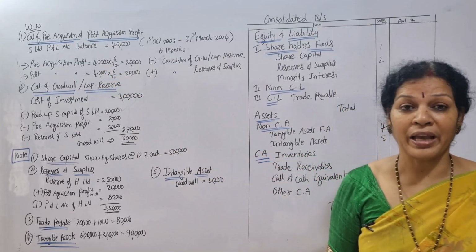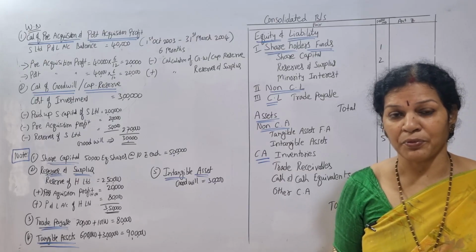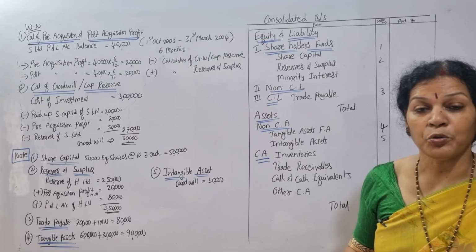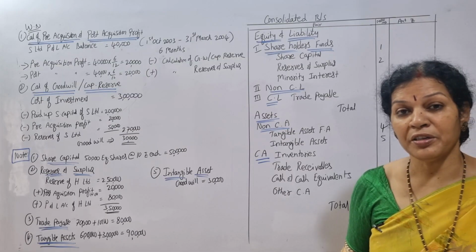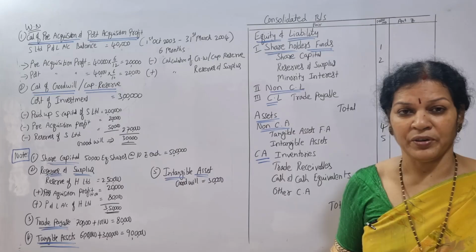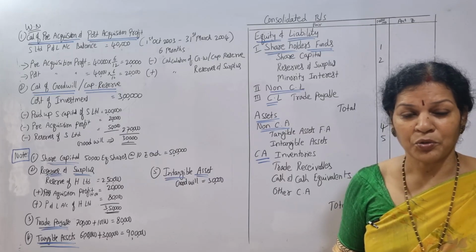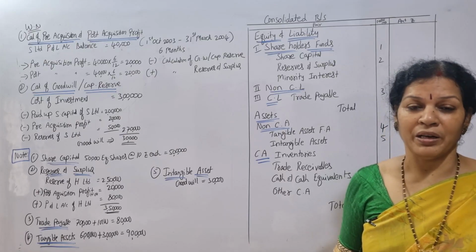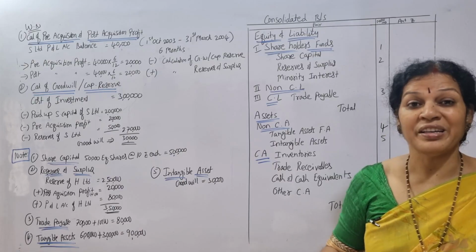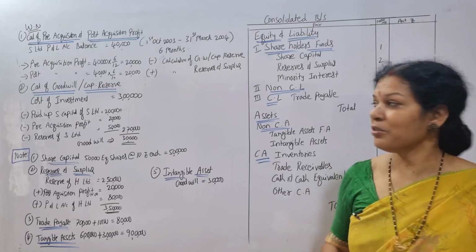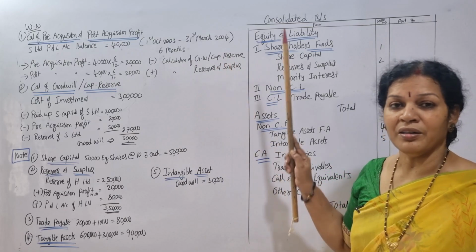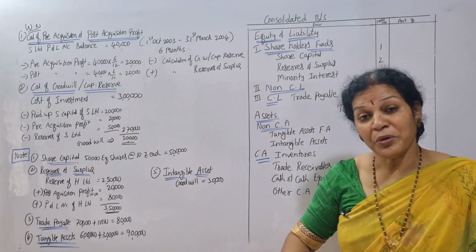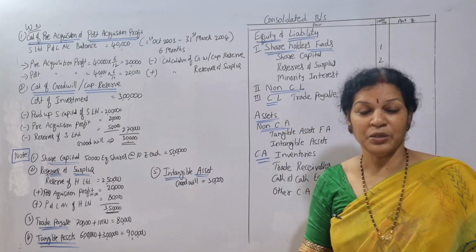Pre-acquisition, post-acquisition. How do we handle it? Please be careful. Whenever you find pre-acquisition profit, this has to be deducted while calculating the goodwill or capital reserve. Why deduct it? Because we already received some profit, pre-acquisition profit, so we have to deduct it from the goodwill or capital reserve calculation. Second one, post-acquisition profit. This we are going to add, means we are going to receive.